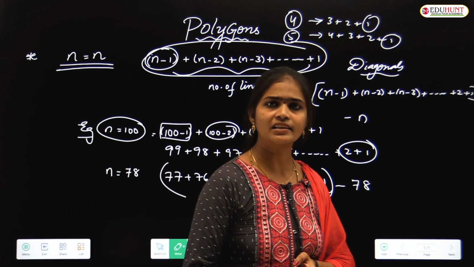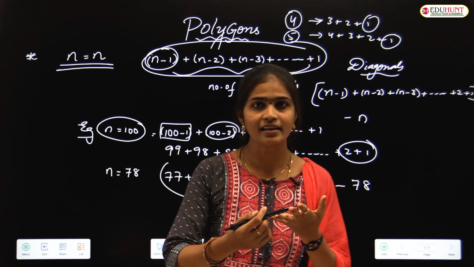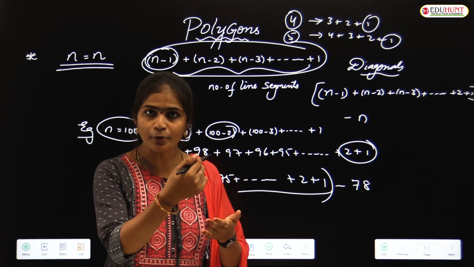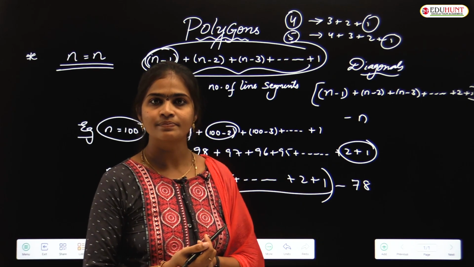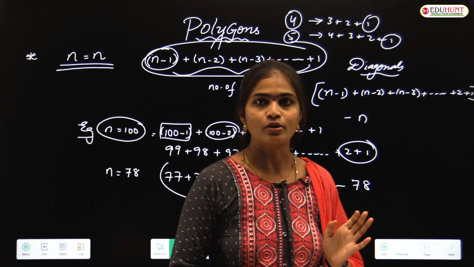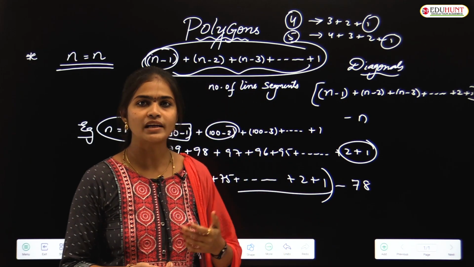Then how can we calculate all of those? Again we need to calculate 999 plus 998 plus 997 up to 1. Is it possible to add all these numbers? Okay, it is possible, but it will take more time. I am not saying that it is impossible. It is possible, but it will take more time, right?